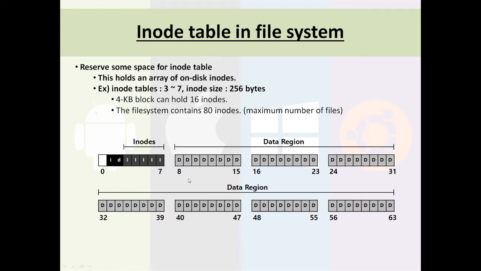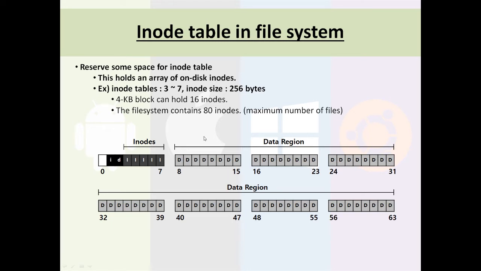We should also note here that inodes are typically not that big. For example, they're like 128 or 256 bytes. For this example, we're going to assume there are 256 bytes per inode. So if we do some quick maths, a 4 kilobyte block can hold 16 inodes, just by simply doing the division. Our file system therefore contains 80 total inodes, which is again just simple multiplication.